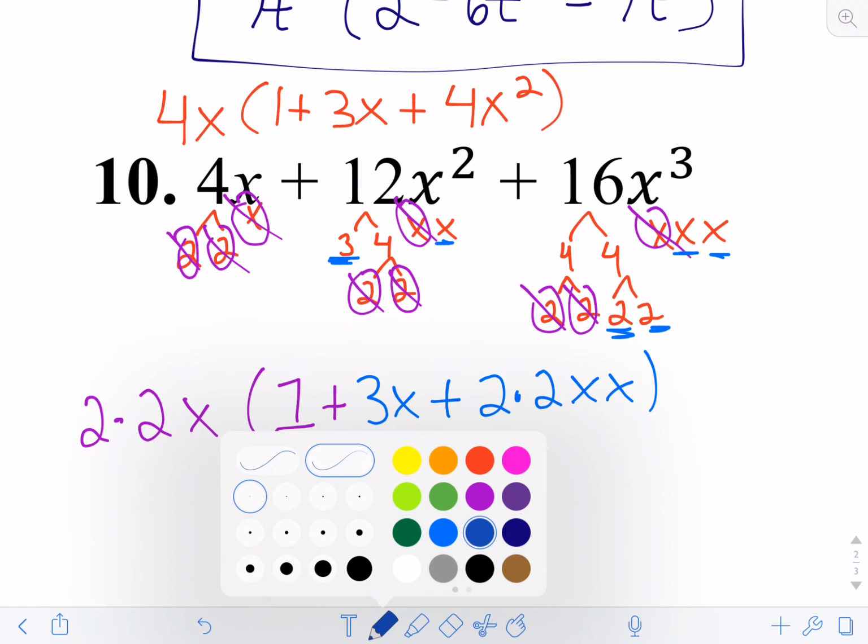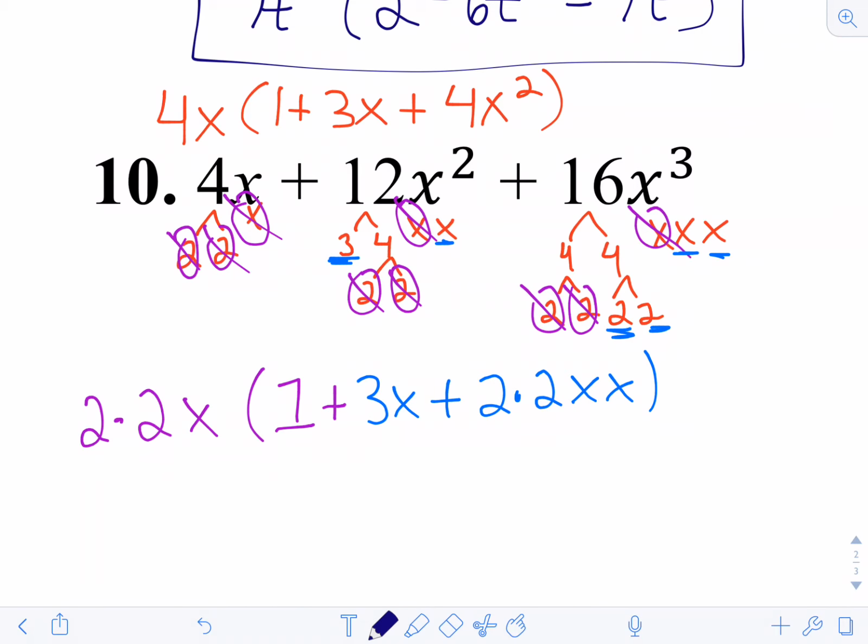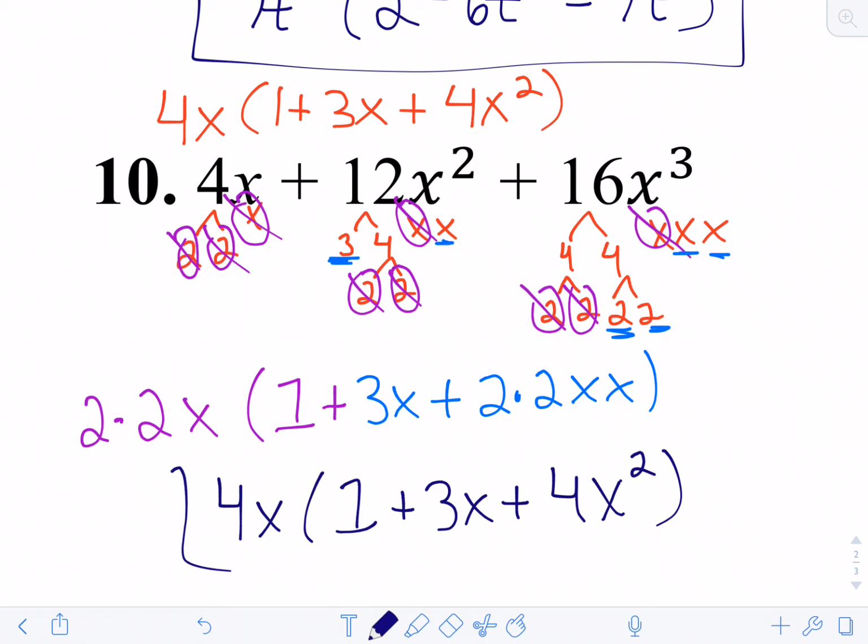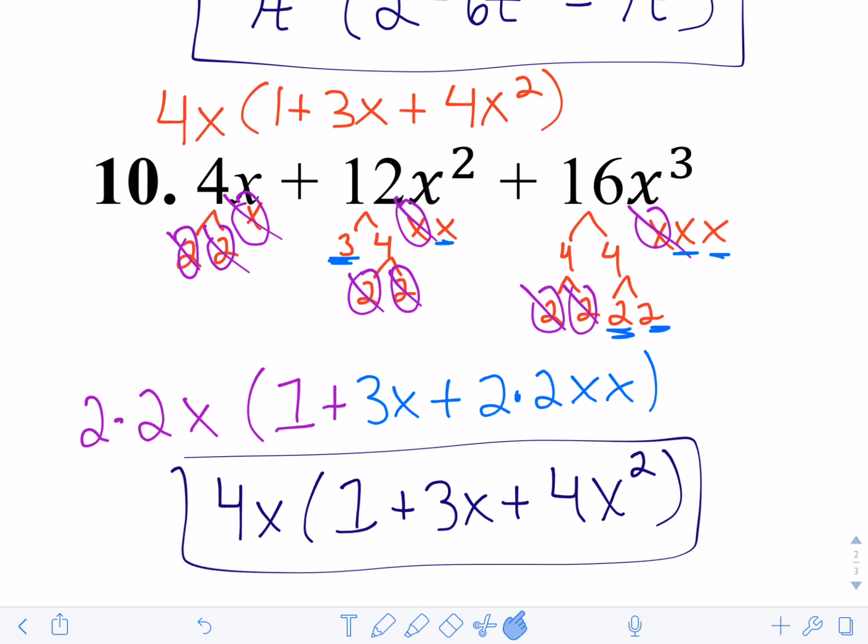Okay, so now I'm going to write my final answer. 2 times 2 is 4, and you have an x. And you have 1 plus 3x. 2 times 2 is 4. x times x is x squared. And that's your final answer. And again, you can always multiply this out to see if it will give you what you started with.